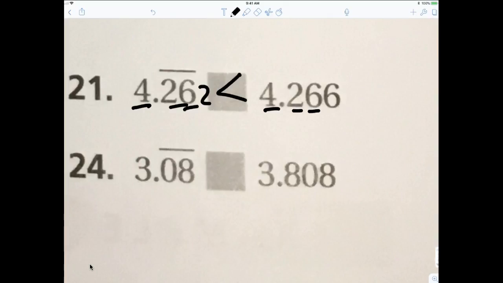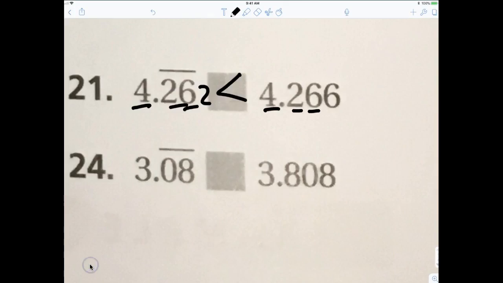Right. Exactly. When something's repeating and the line is over one number, it's that number. When it's over a couple of numbers, it's those numbers. Exactly.